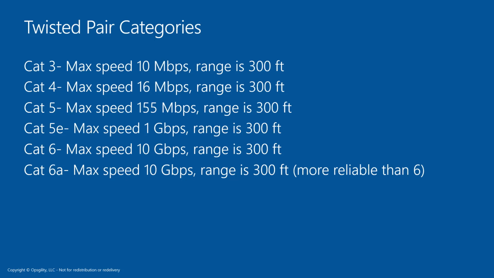However, it is more reliable to block EMI, more stable overall, and it operates at 750 megahertz instead of Cat 6, which operates at 250 in the megahertz range. And it also supported twice as many frequencies as Cat 6.